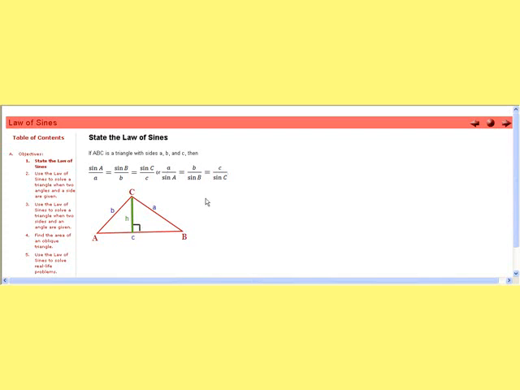So if I wanted to find the sine of angle A, I'm going to have what? Opposite over hypotenuse. So don't let the h there confuse you. That's the height of the triangle here. If I wanted to find the sine of angle B, well, the sine of angle B would be opposite over hypotenuse, which would be h over a.